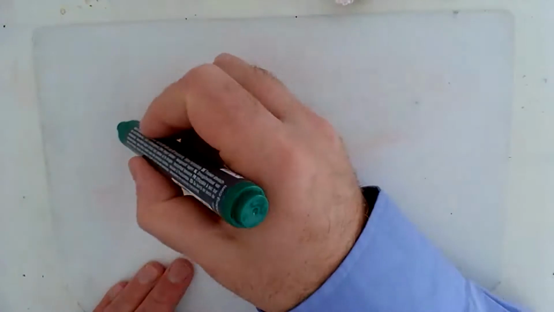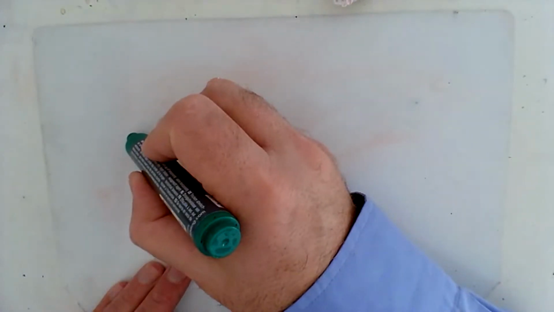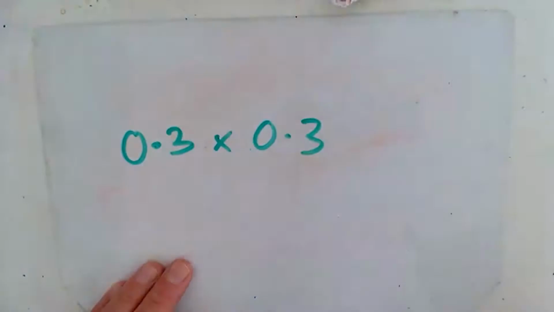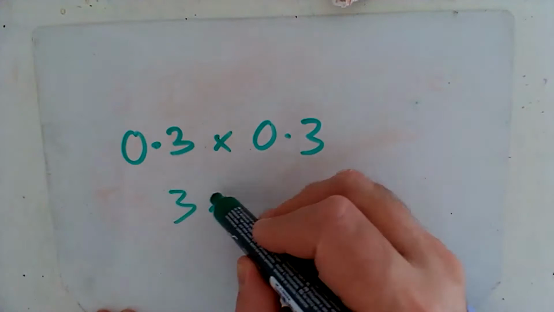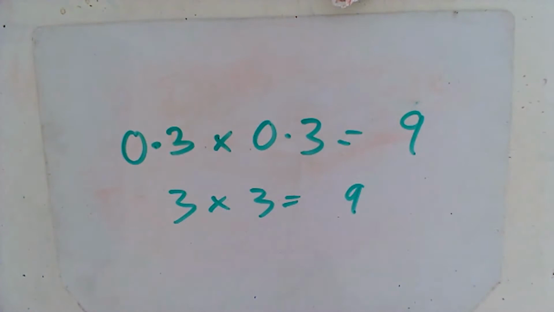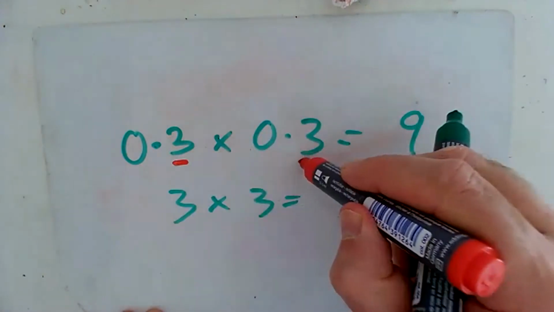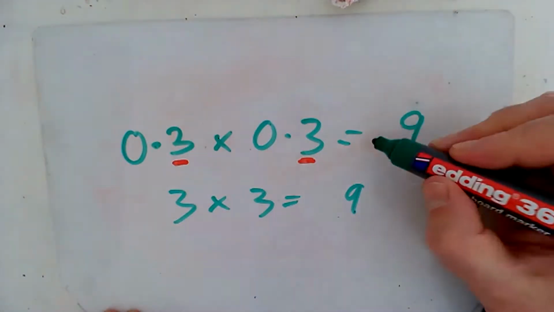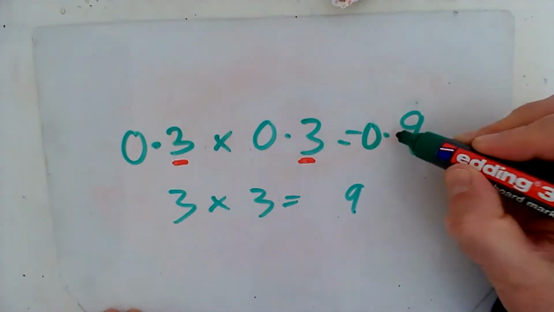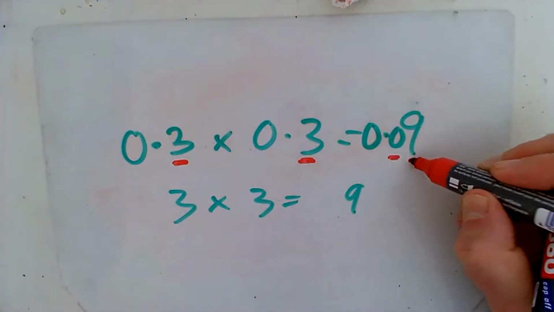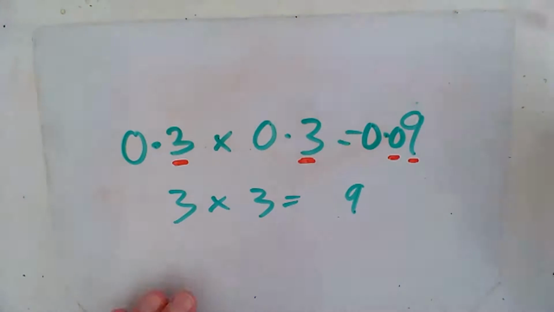Okay, let's have a look at this one. Let's go with 0.3 times 0.3. I'm going to get rid of the decimals. 3 times 3 is 9, equals 9. Now this is a bit trickier, this one. There are 2 numbers after the decimal point in the question, so I need to put 2 numbers after the decimal point in the answer. And I need to put it before the 9. So this one becomes 0.09. So I've got 2 numbers after the decimal point.